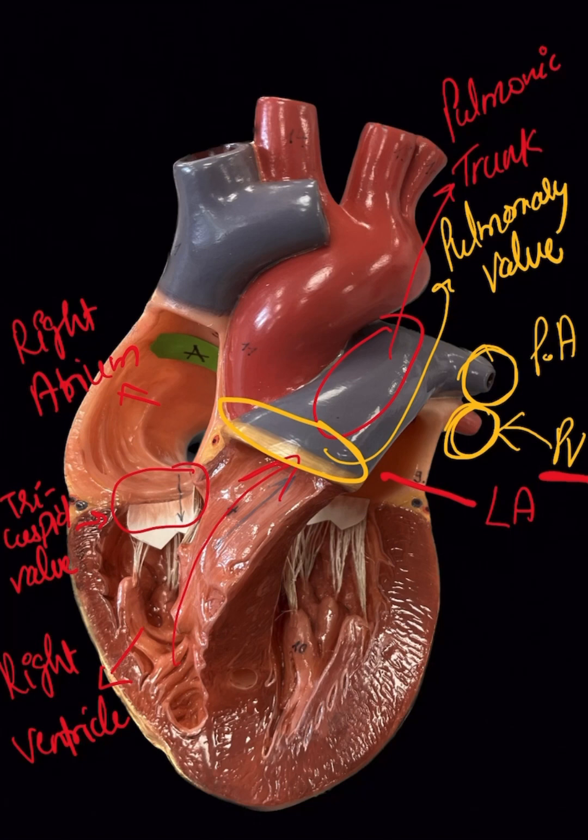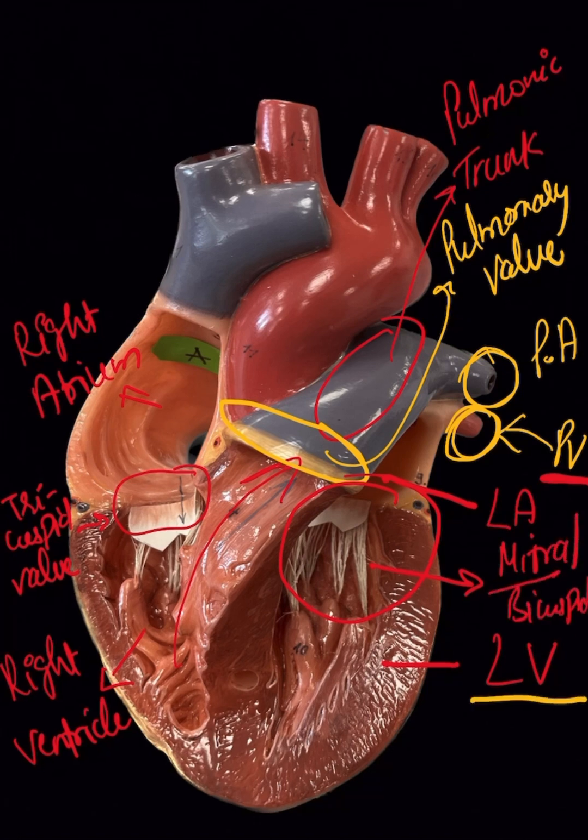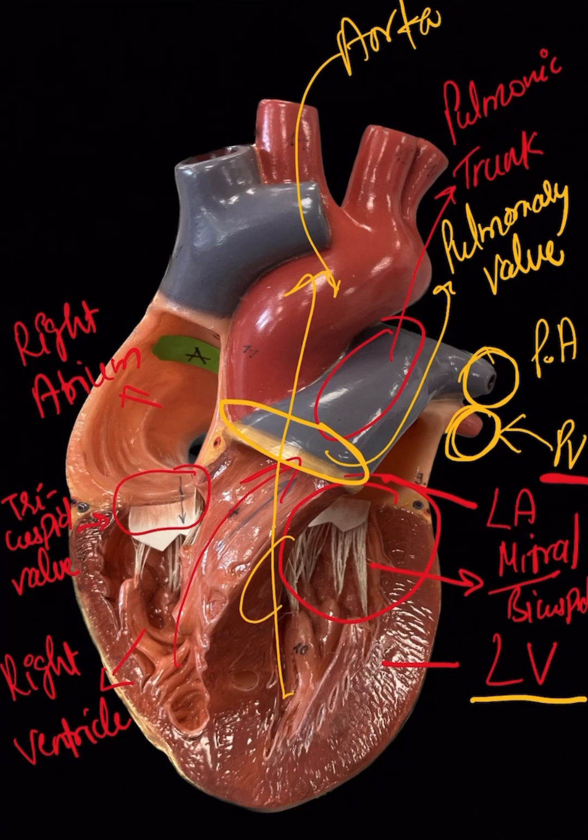And from the left atrium, blood enters into the left ventricle and passes through a valve. What is this valve called? This valve is called mitral valve, or we can say bicuspid valve. Left ventricle pumps the blood into the aorta. This is aorta. Through a valve which is here somewhere, and this valve is called aortic valve.